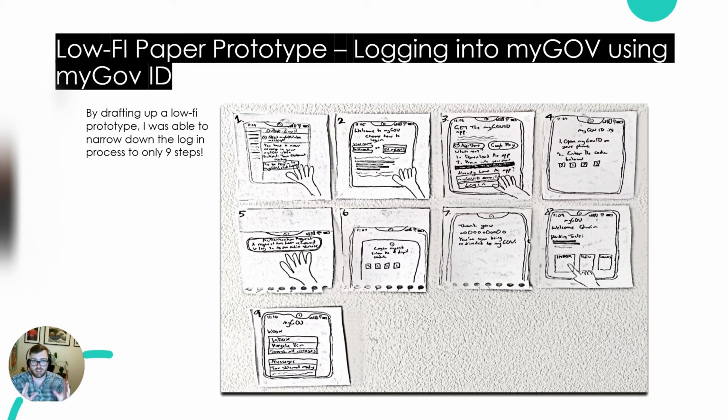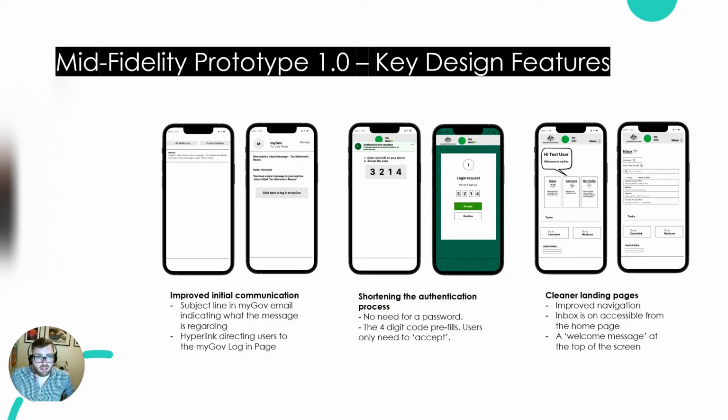Once I'd prioritized the solutions, I began drafting a lo-fi paper prototype just to see the types of enhancements that I could make and what it would actually look like on paper. And surprisingly, what began as a 15-step process to log into MyGov through MyGov ID, I was actually able to narrow down to 9 steps just by eliminating a few unnecessary steps. The next step of the process was I actually wanted to produce a mid-fidelity prototype, essentially a clickable prototype, and one which I could test with users.